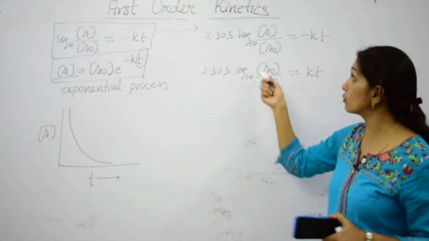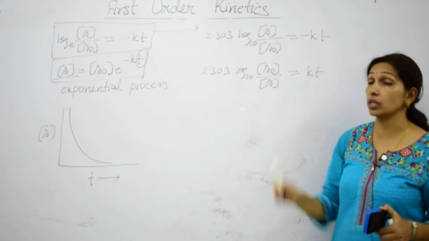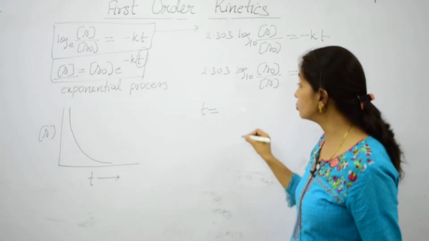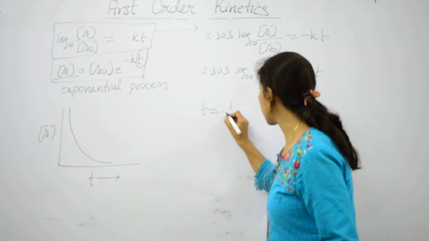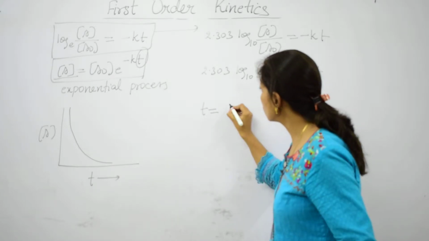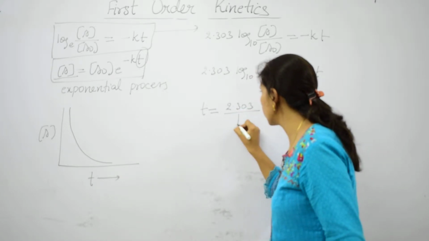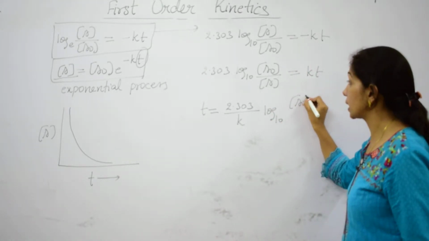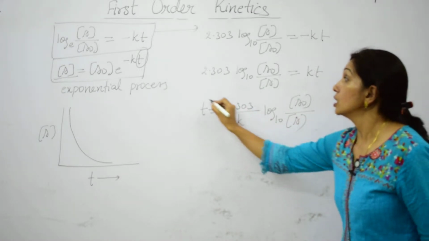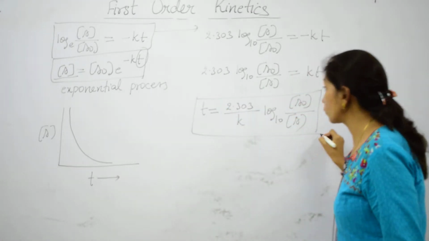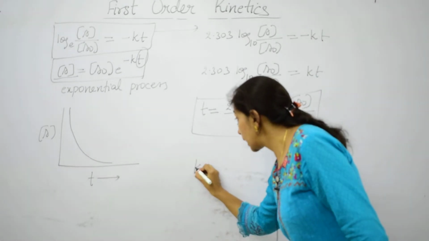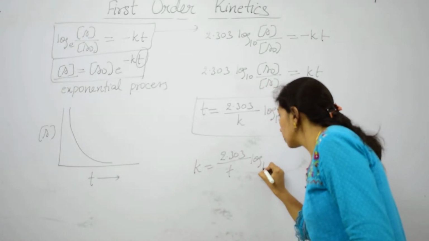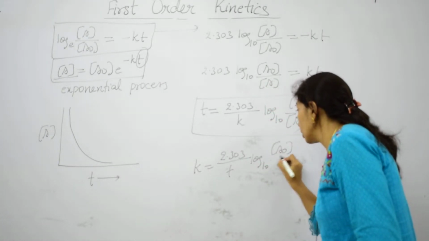Negative sign taken here, therefore, A will come to denominator and A naught there. Now, time t we have to find out, it becomes 1 upon k, or we can write down 2.303 upon k log base 10 A naught by A. And to find out the value of k, we can take k is equal to 2.303 upon t log base 10 A naught upon A.